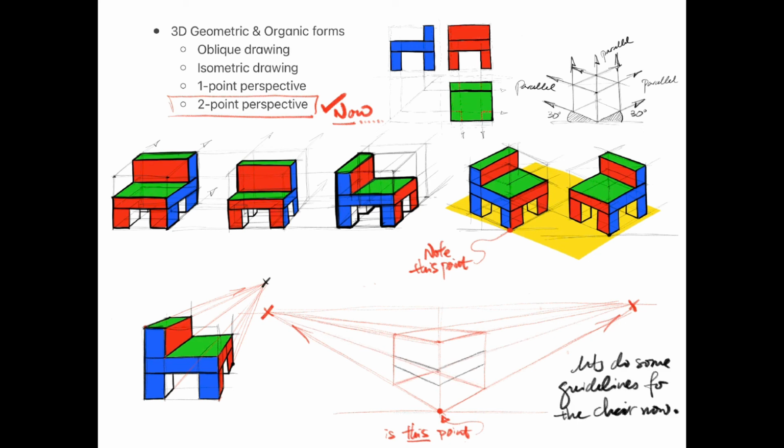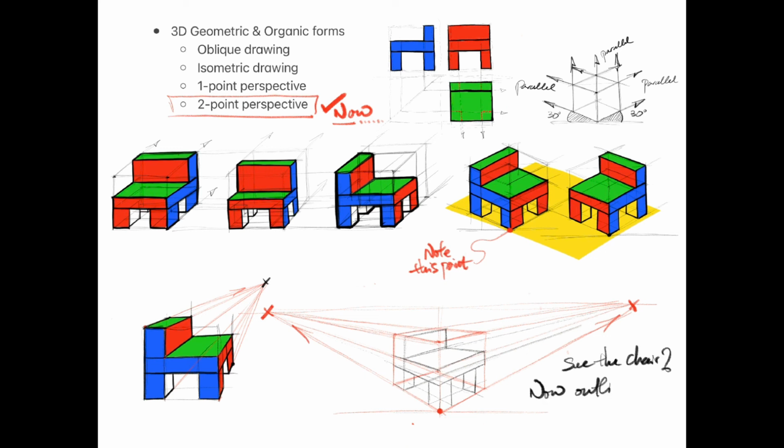Did you notice the vertical lines? They are all parallel. Now we use the guidelines and we complete the chair.